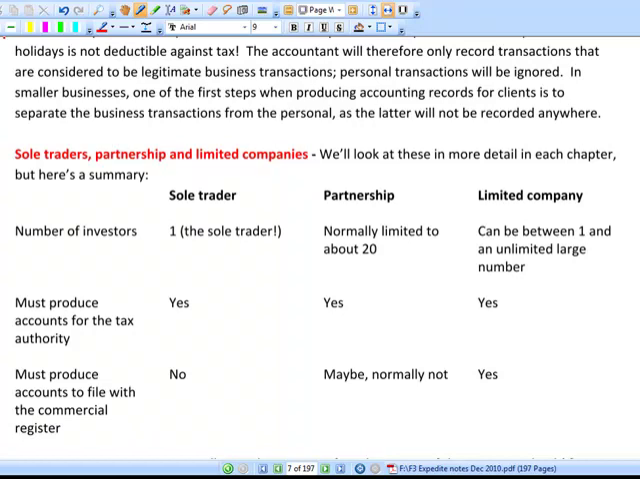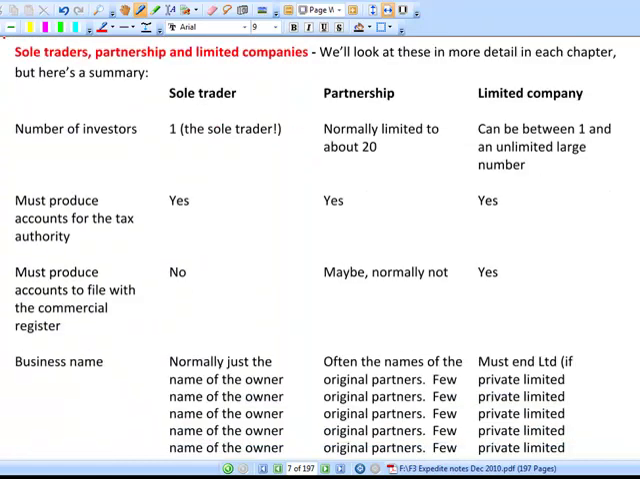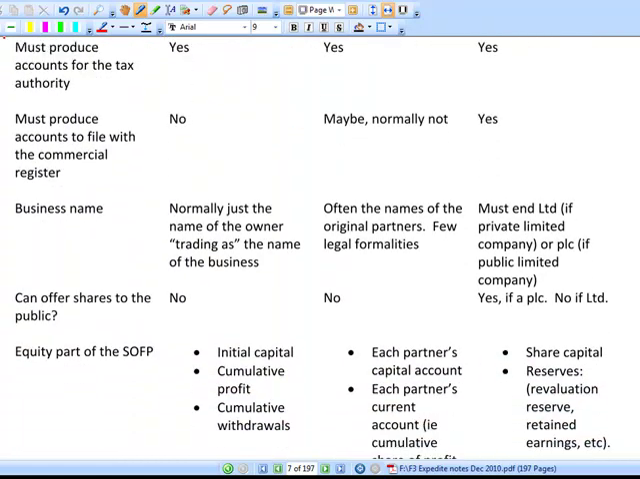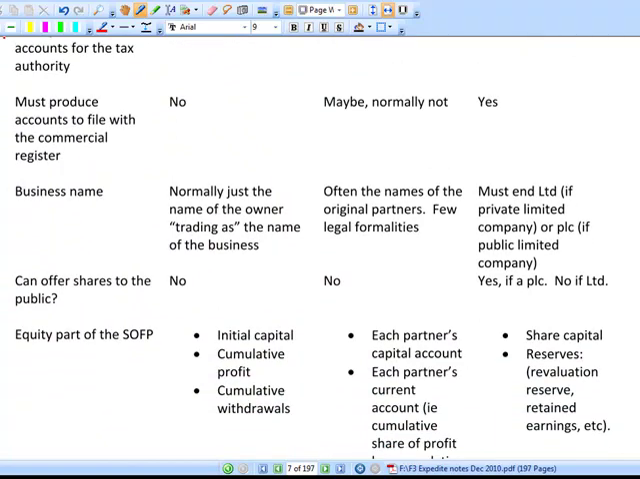You need to produce accounts for the tax authority for sure. It depends where you are in the world, but that person is going to need to know what profit they've made on business income less legitimate business expenses. They generally don't have to file accounts with the company registrar. Depending where you are in the world, the business name tends to just be that person's name. Sometimes they have this thing of trading as, let's say, on the business bank account. So it might have the person's own name followed by trading as Bob the Builder, so Robert Smith trading as Bob the Builder. That means Bob the Builder's business transactions are going to go through the accounts for the business. Any transactions for Robert Smith's own affairs are not going to go through those accounts.